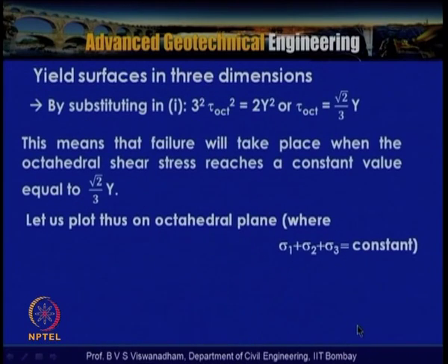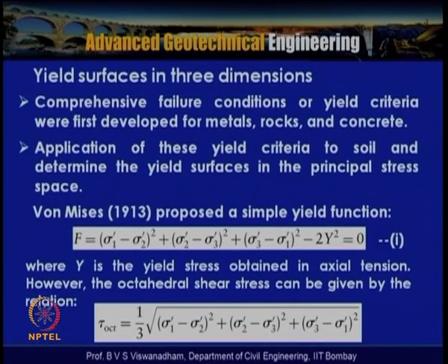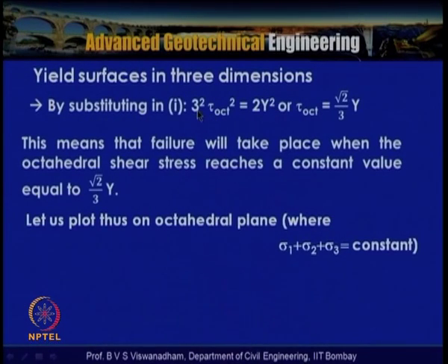Now if we substitute this in equation 1, we get 3² τ_oct² = 2Y². That means this term comes outside and becomes τ_oct² multiplied by 3². Then 3² τ_oct² = 2Y², and τ_oct can be given by √2/3 times the yield stress.